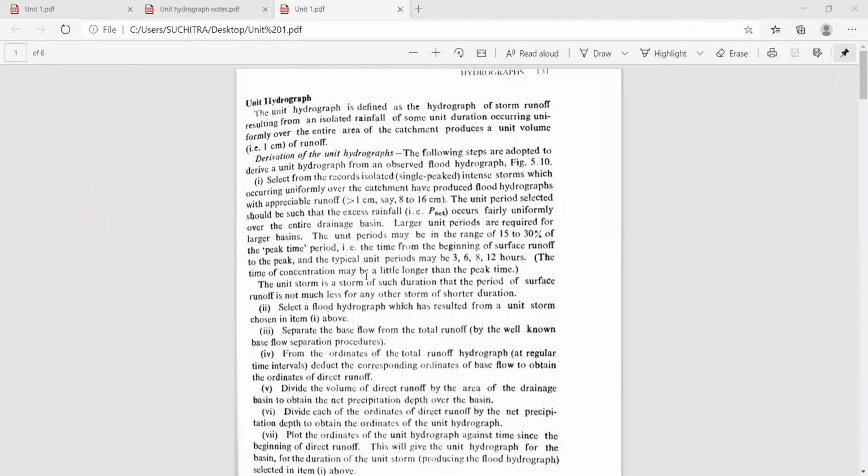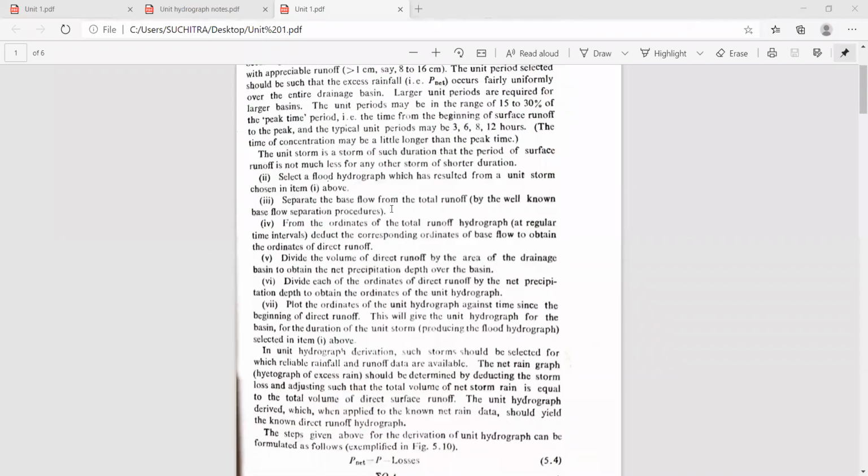The time of concentration may be a little longer than the peak time period. These things we have already discussed in the various components of a flood hydrograph. Now we have to derive the unit hydrograph from the flood hydrograph. So the first step is to select, from the available records, an isolated storm which has produced an appreciable runoff greater than 1 centimeter and which occurs uniformly over the entire catchment area.